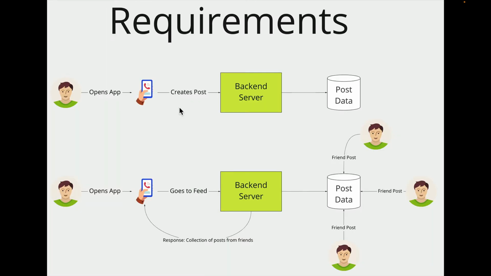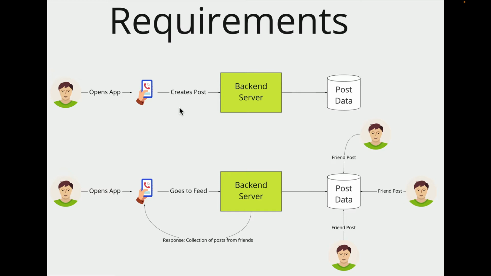Alright, so to begin with, we are going to start with the two high-level requirements that we want to find a system design for. The first requirement is the one you see at the top. This is going to be a user opening their app and deciding to create a post, and we need to figure out how to store this post in our backend.